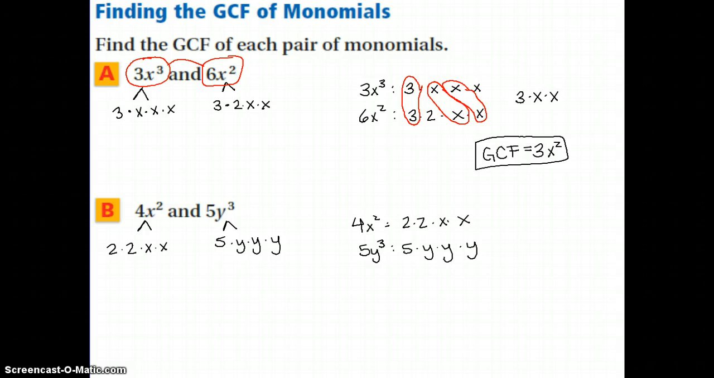Now notice they don't share anything in that list of numbers. Since I'm not able to circle anything, what we do say is since everything can be multiplied by 1 and not change itself, our greatest common factor is only 1.